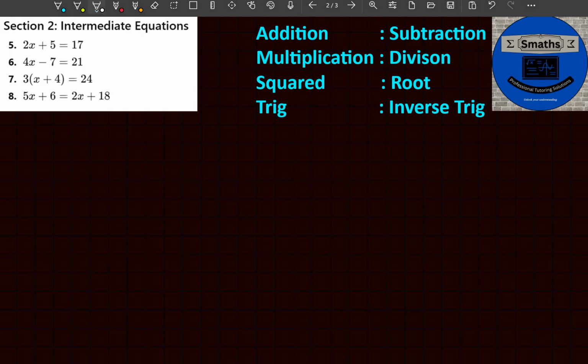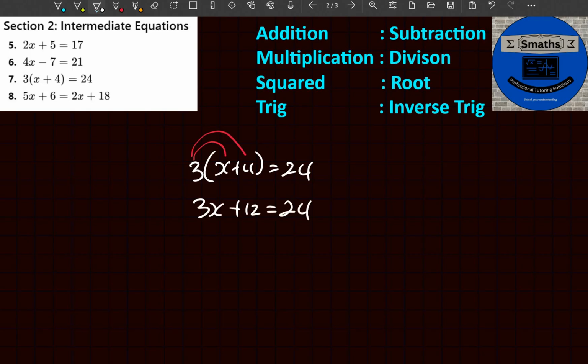Next question says that 3 into x plus 4 is equal to 24. Now this question is a little bit different. Now we have to perform an intermediary step before we go ahead and solve. So we will multiply 3 by x, and then 3 by 4. We need to multiply everything on the outside of the bracket by what is on the inside of the bracket. That's how we expand this bracket. So we see that 3x plus 12 is equal to 24. I would then minus 12 from both sides, so 3x is equal to 12, and x would be equal to 4.